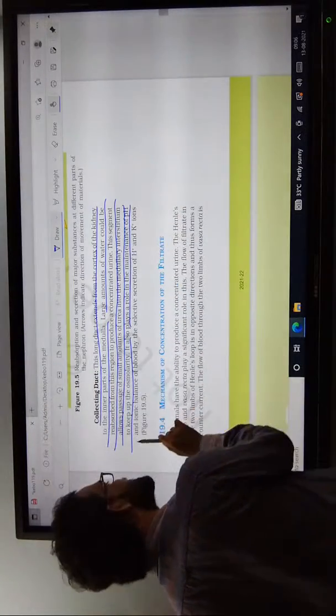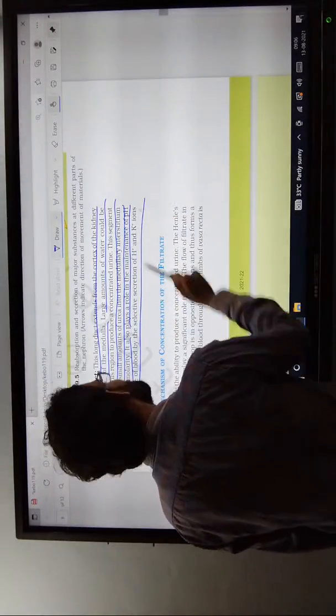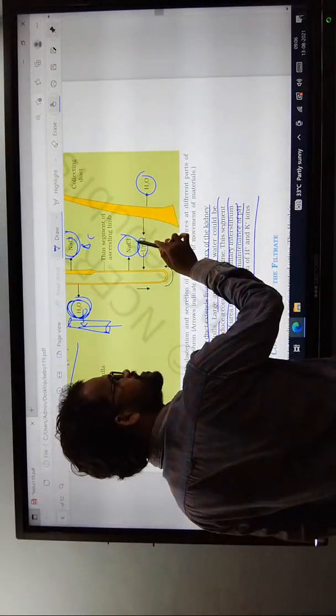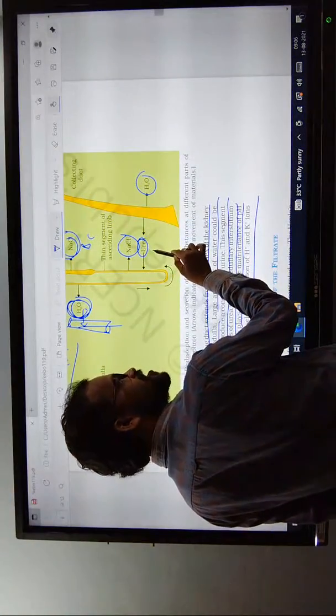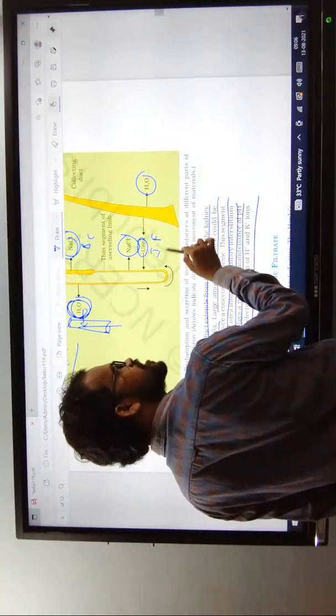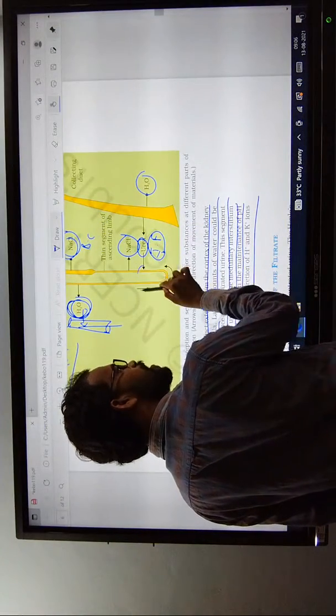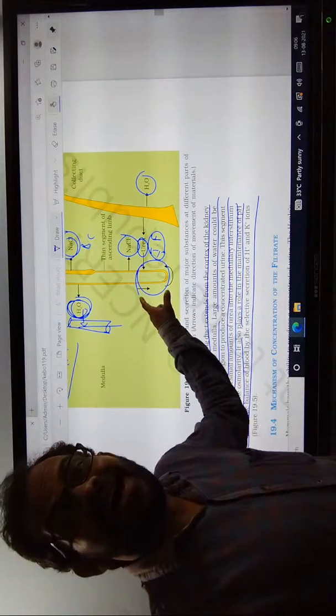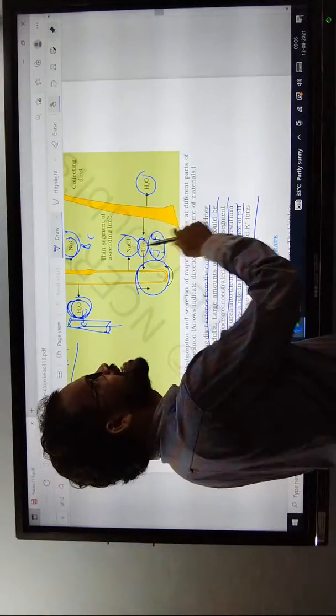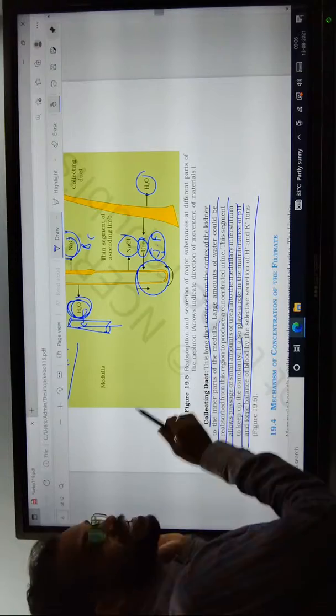That is why it plays an important role in the pH and ionic balance of the blood, through selective secretion. Urea enters from the collecting duct into the interstitial fluid, or interstitial space. It can reach the loop of Henle, and there it maintains the osmolarity.